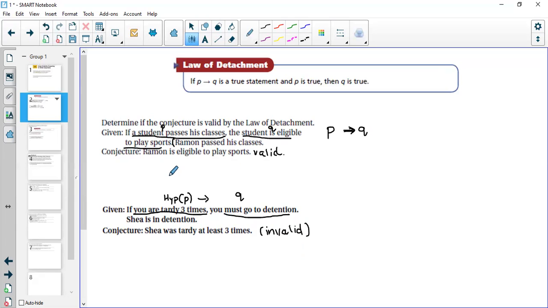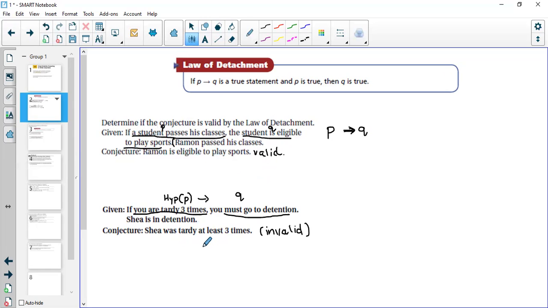Hopefully you have understood the connection between the law of detachment and logic. Definitely you need to think of all the possibilities wherever you can to prove that a conjecture is wrong or correct. If you think there are no more things you could use to prove it's wrong, then we can say it's valid. For example, this one. So Raymond is eligible to play sports, means he is playing sports because of what? Is there any other reason they're letting him play sports? No, because they say if a student passes his class, only then he can play.